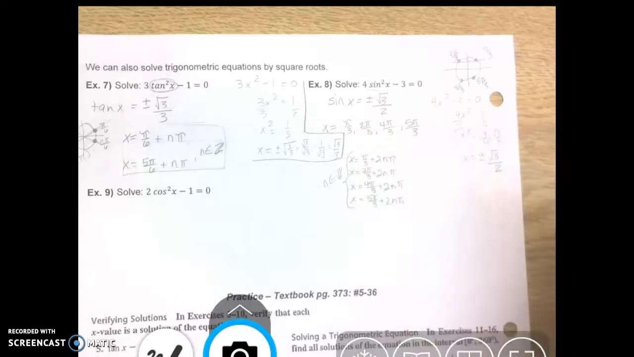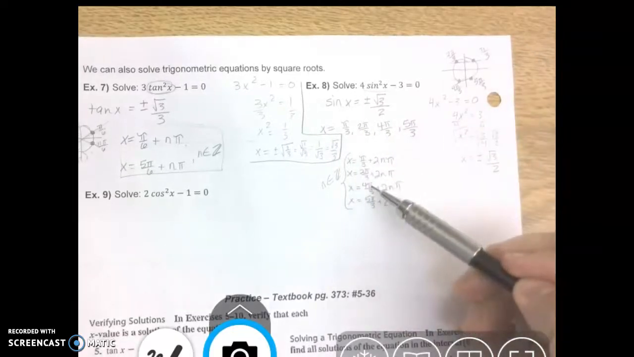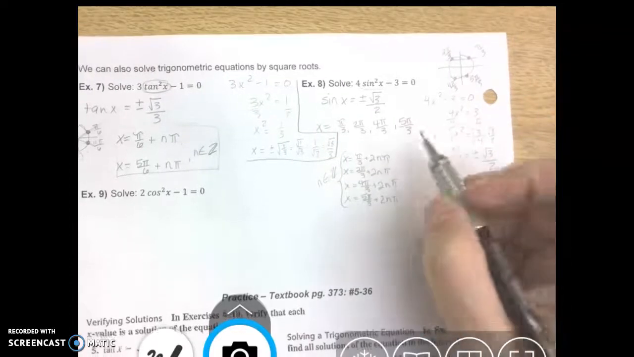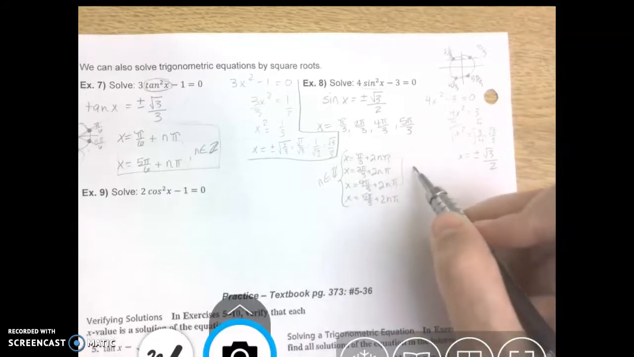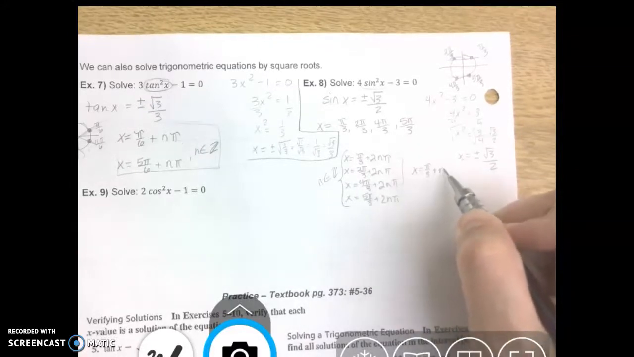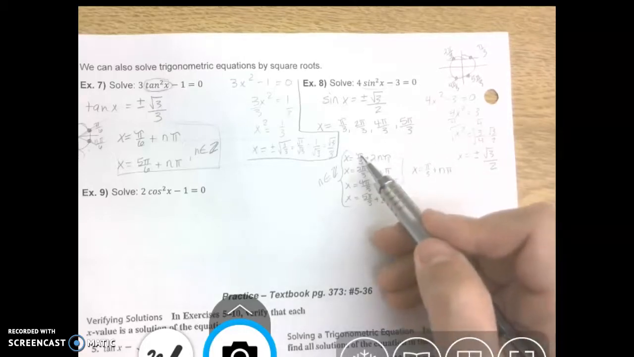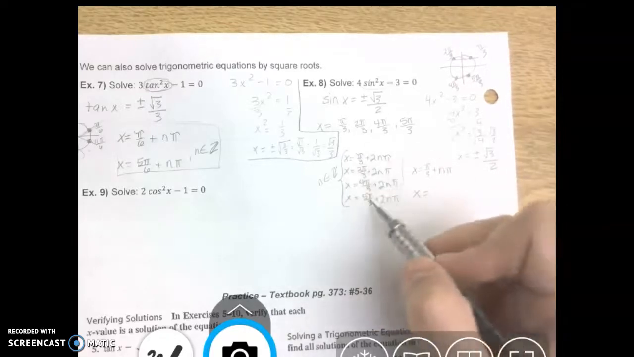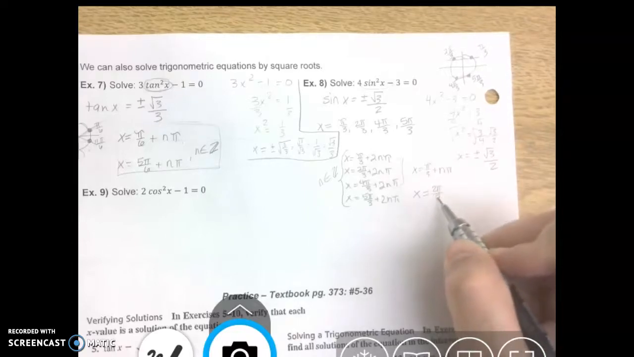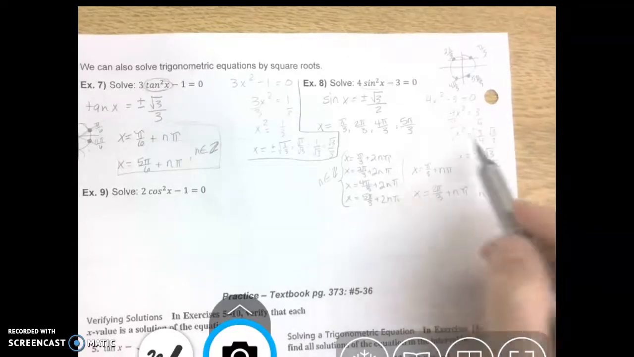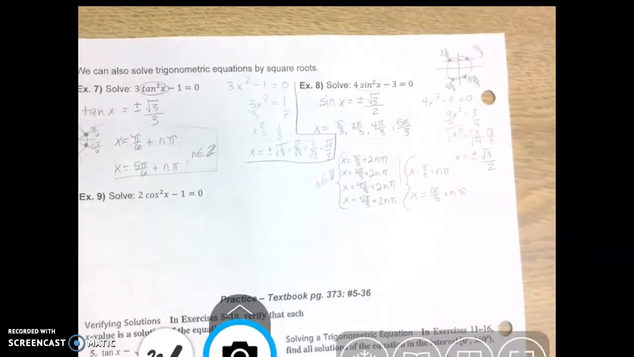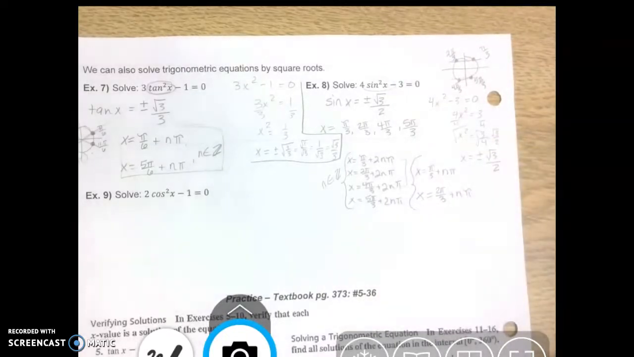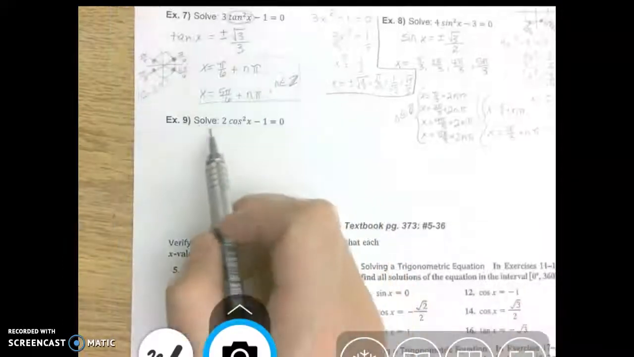I could also say, well, if pi over 3 and 4 pi over 3 are both part of my solutions, then I could actually combine those and say x could equal pi over 3 plus n pi, because pi over 3 plus 3 pi over 3 is 4 pi over 3. I can also do the same with 2 pi over 3 and 5 pi over 3. And I could condense those to these. So either way, whether you list out all 4 or you figure out a way to condense those equations, I'll take either.